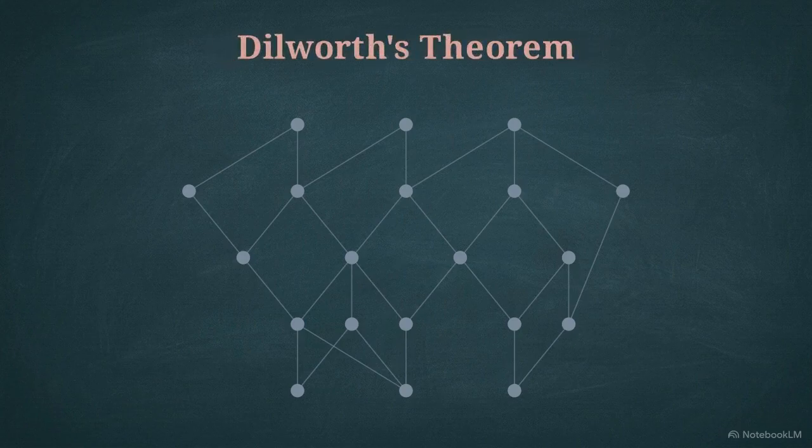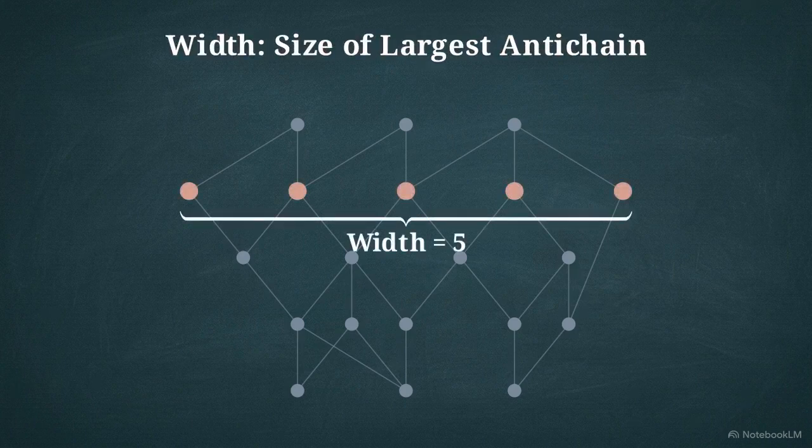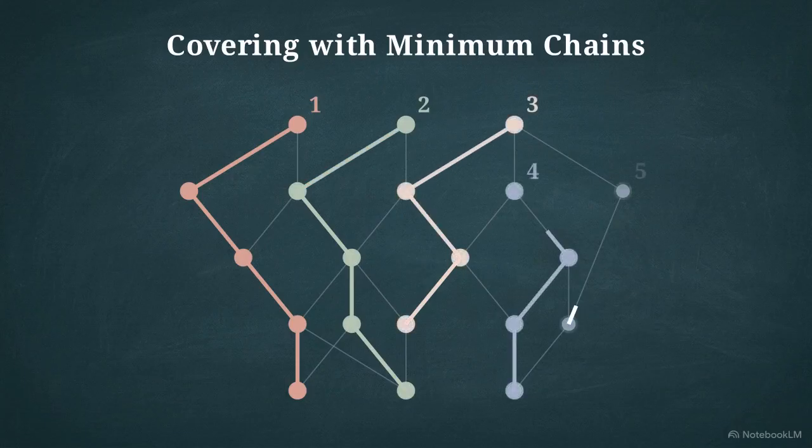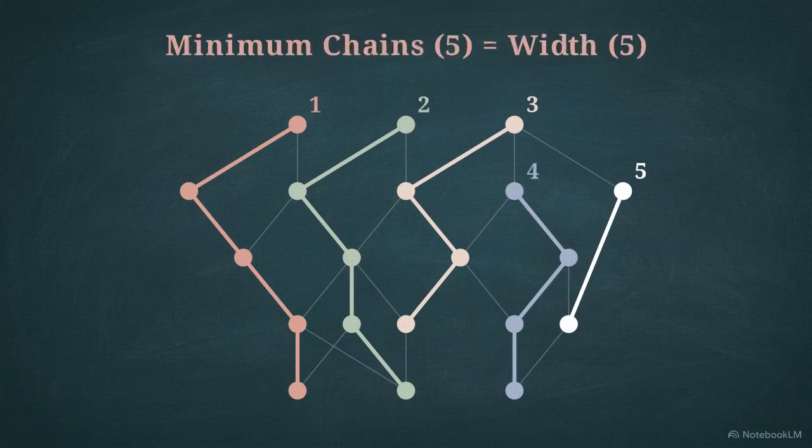Dilworth's theorem establishes a formal equivalence between these two measures. To find the width of a Poset, we identify the largest possible antichain, the maximum number of elements that can exist without any relative order. We then determine the minimum number of linear chains required to cover every element in the set. Dilworth proved that the minimum number of linear threads needed to cover the entire structure is exactly equal to the width of its largest antichain.